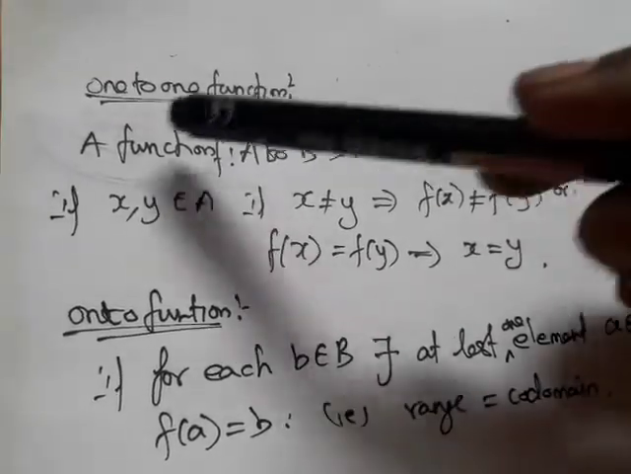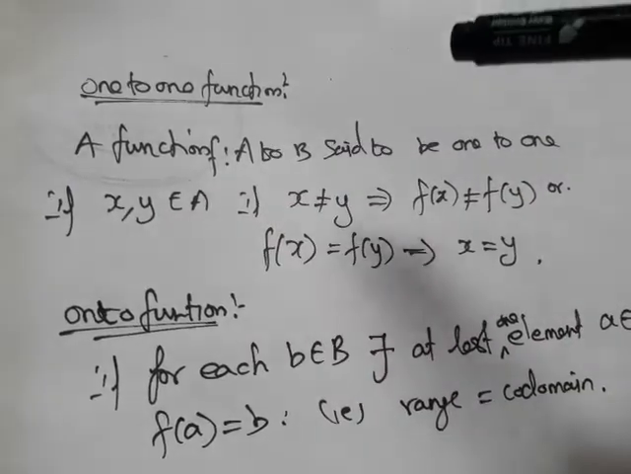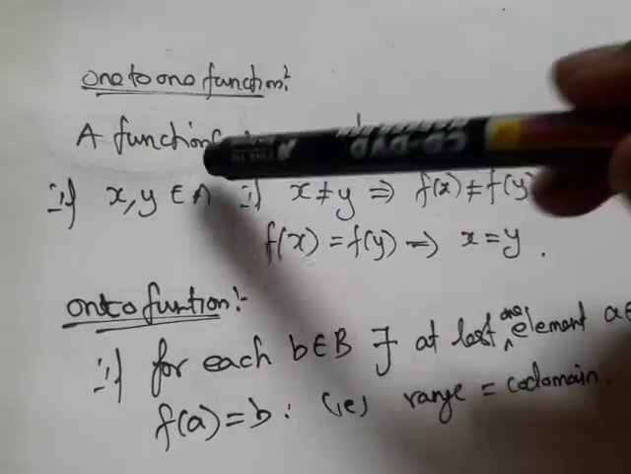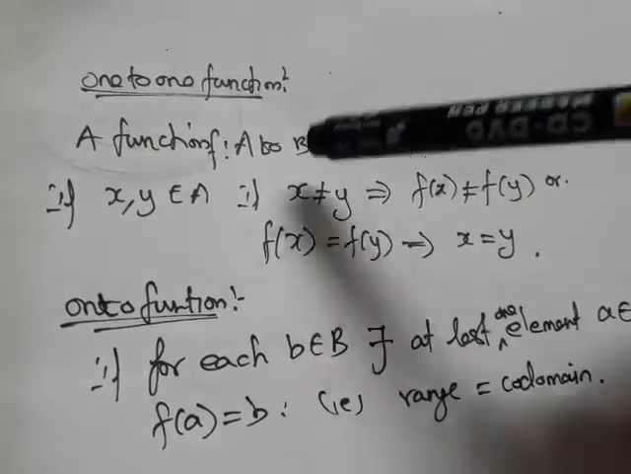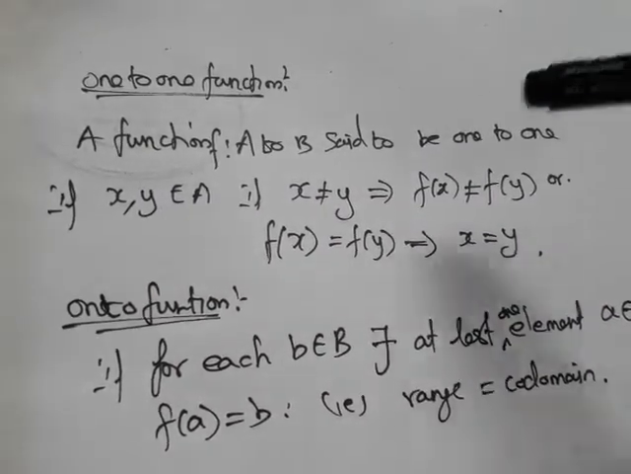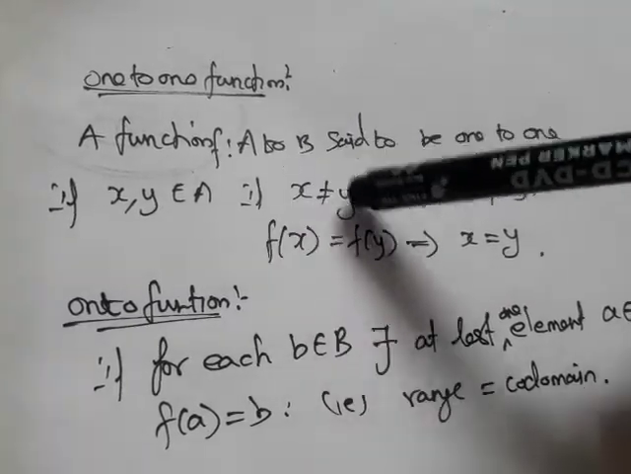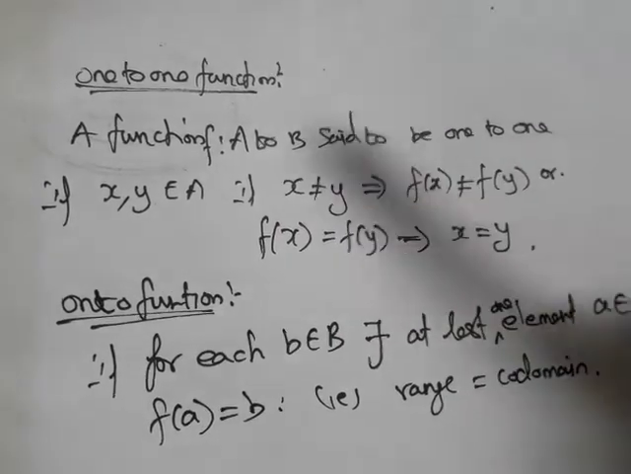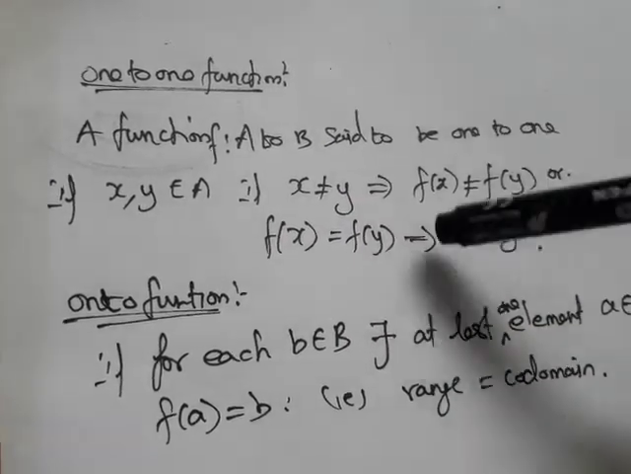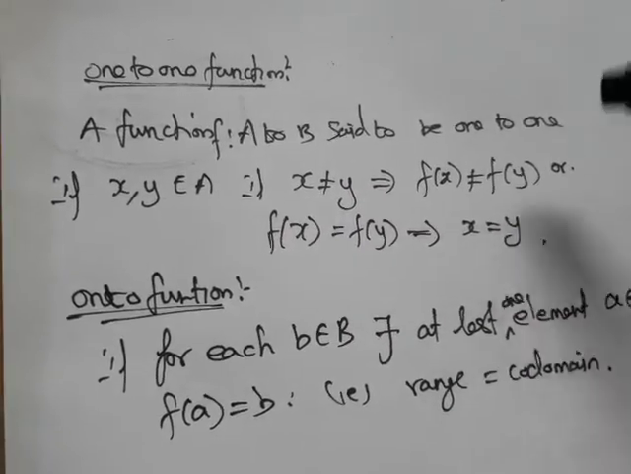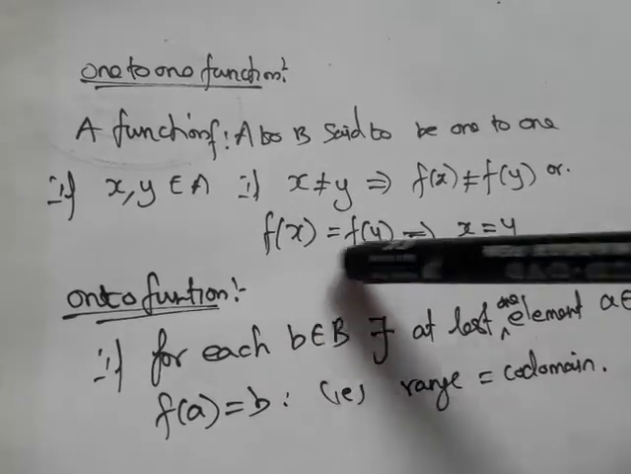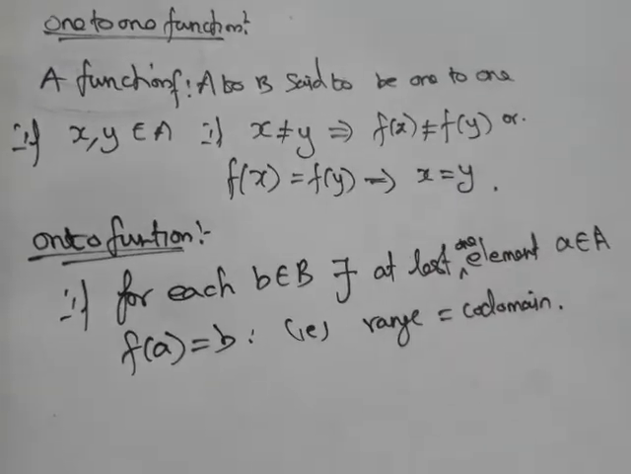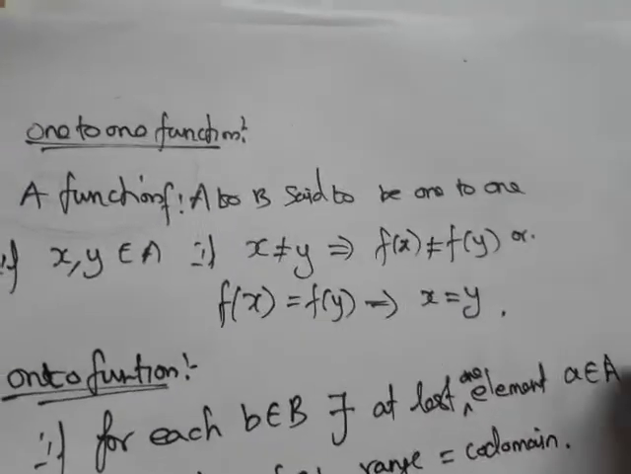A function f from A to B is said to be one-to-one if, for two elements from set A that are not equal, the function values are also not equal. For example, 1 and 2 are not equal, so the function's values are also not equal. Or, if two function values are equal, then the domain elements are also equal. We have to understand what I mean by one-to-one function.